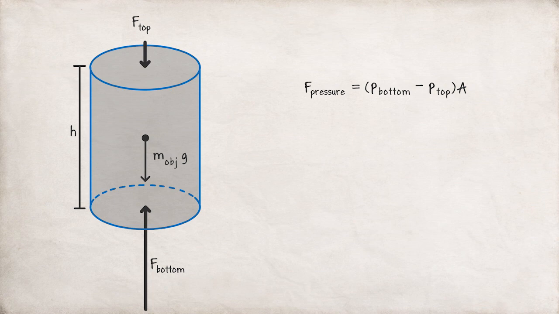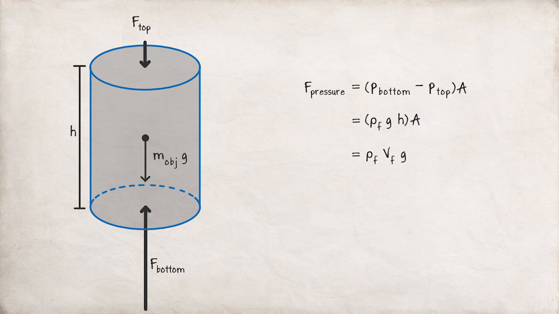Since we already know how the pressure in a fluid varies with depth, we can substitute this relationship in here, which gives us that the total force from the fluid equals ρf times g times h times A. Note that h times A is the volume of fluid, Vf, that would have occupied the space the cylinder is in. We call Vf the displaced volume of fluid.